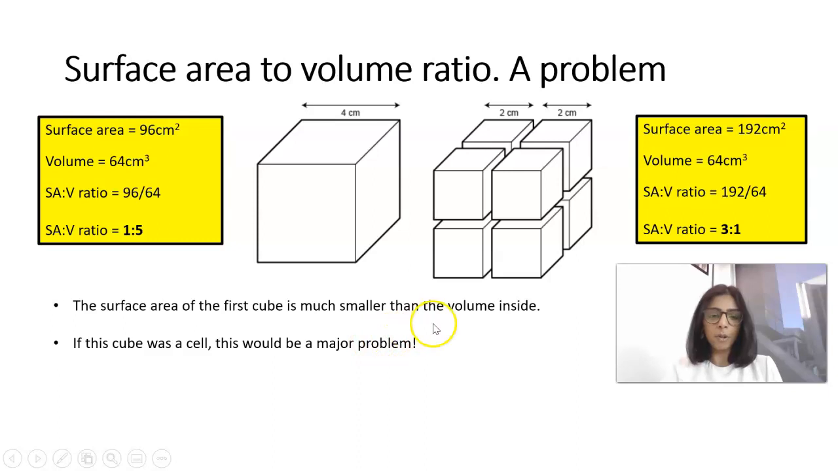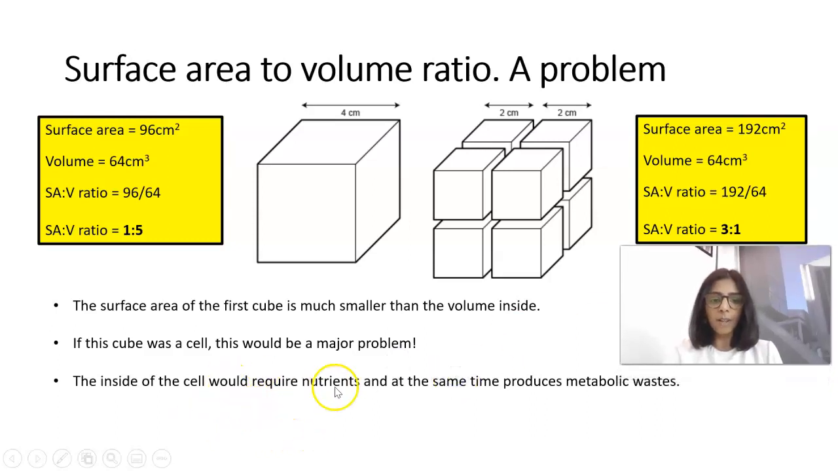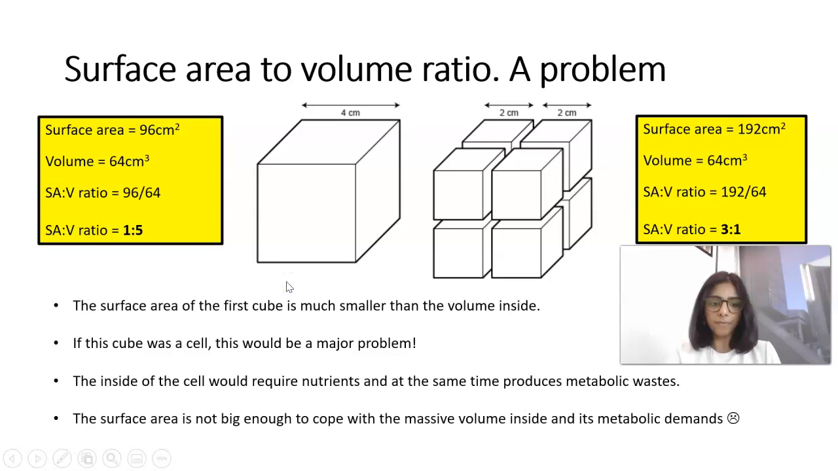And this can be a problem. What we're saying is that the surface area is smaller than the volume inside, so 1 to 5. And that can be a problem. The inside of the cell requires nutrients, and at the same time it produces and needs to excrete metabolic waste. So if you've got a larger volume inside than surface area for those things to diffuse through, that creates an issue. The surface area is not big enough to cope with the massive volume of metabolic wastes that are building up.